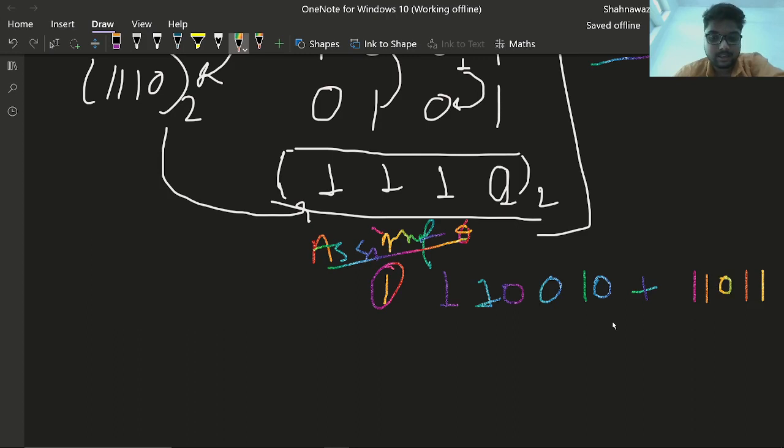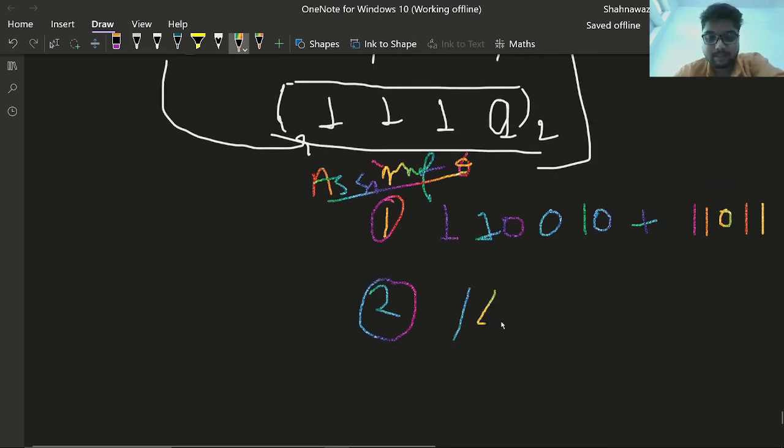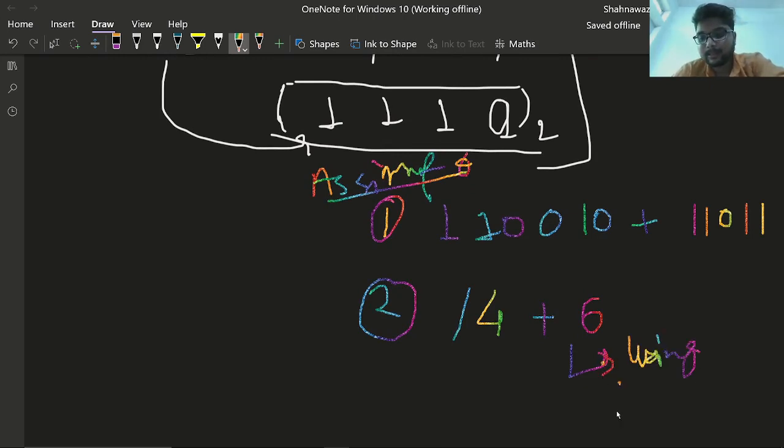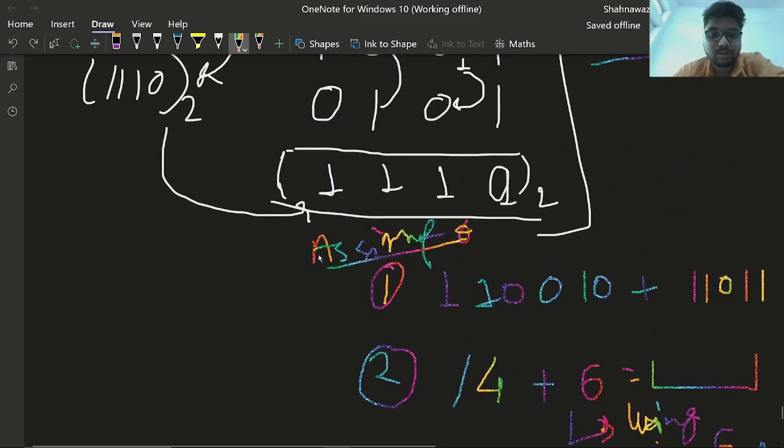All right, I think it's clear. And I am also giving you another type of question here. Please first write the binary format of 14, then write the binary format of the other number, I guess 6, and then perform the addition using binary operation. You have to add these two numbers in binary format and get the result. These are two assignment questions on addition.